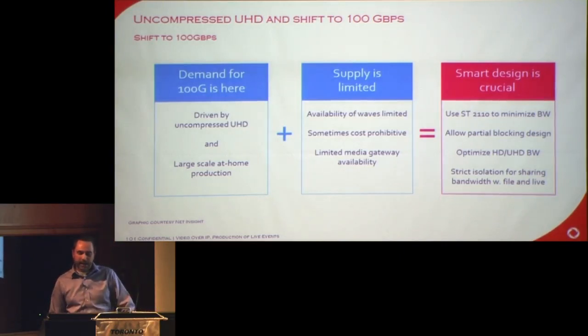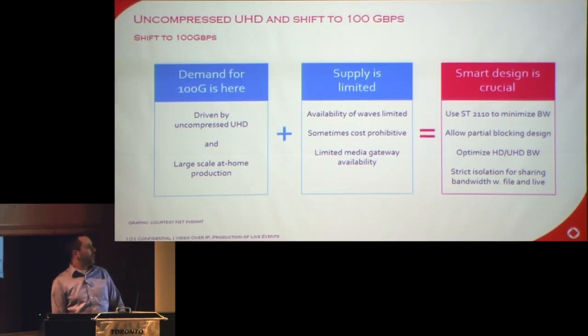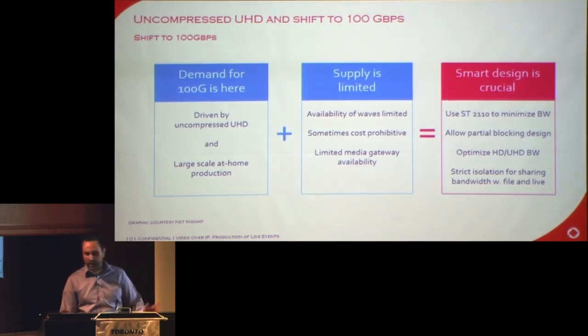So you just have to have the right use case, I suppose, to justify it. But as we get into the 100 gig links, if you are going out and spending the premium dollar and putting 100 gig between two sites, I don't expect you're going to have a budget left over to go buy 1 gig links for audio and 10 gig links for file and control. I think it's all going to end up on the same network. So isolating the bandwidth inside of the network and smart design is crucial.